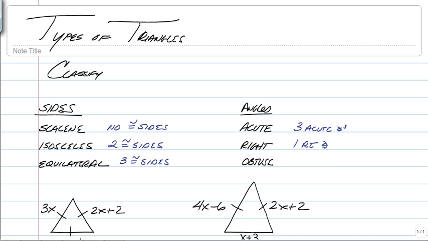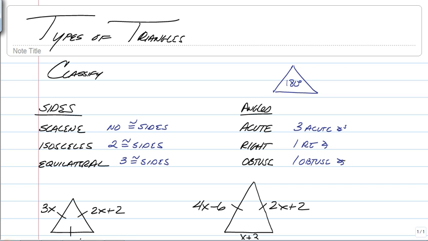And the reason why you only have one right angle is because the sum of all angles in a triangle will always add up to 180 degrees for all three. So if you had two 90-degree angles, you're already at 180. You don't have room for a third angle. Same with obtuse. You have one obtuse angle.